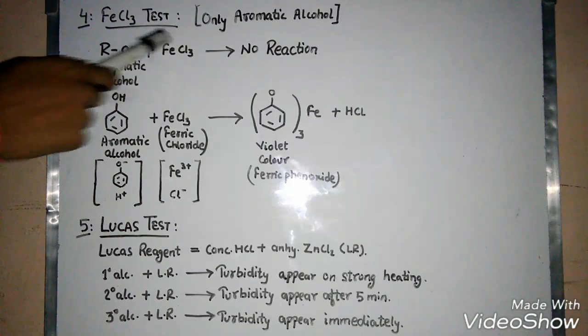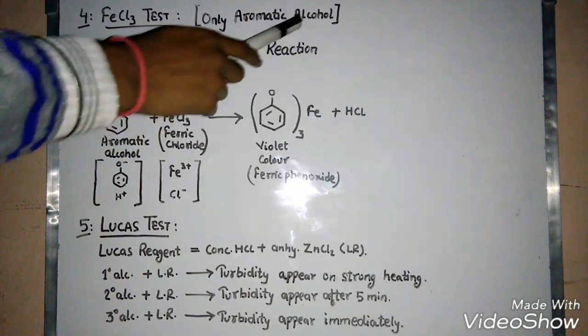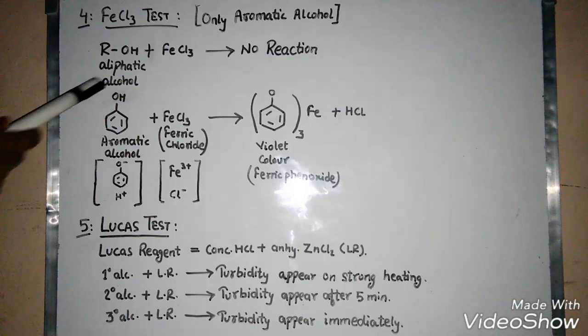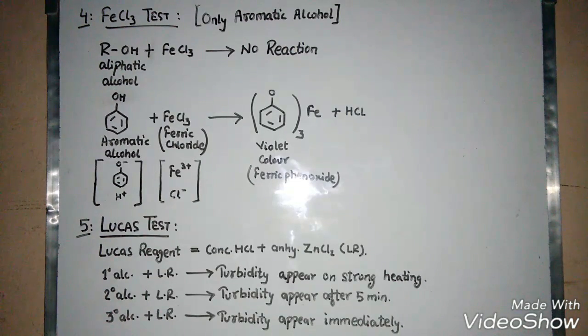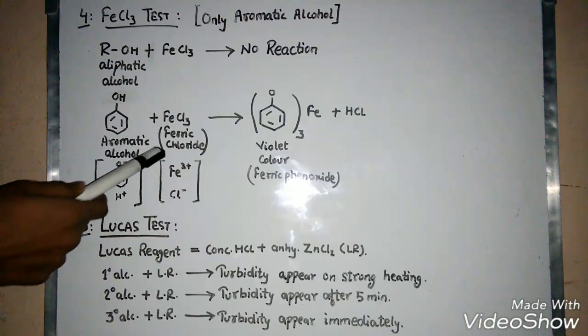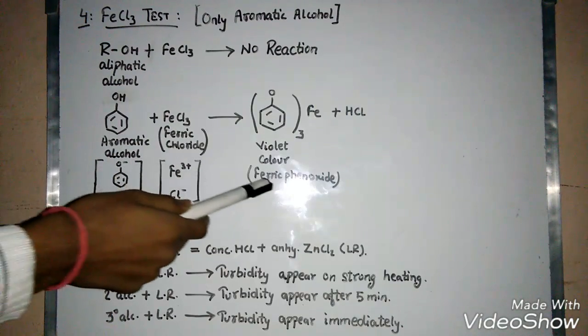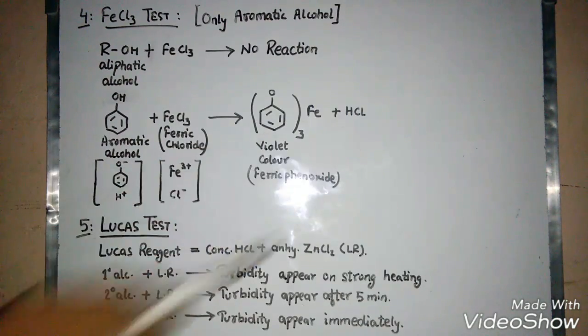Fourth is the ferric chloride test. Only aromatic alcohols give this test. So when aliphatic alcohol ROH is treated with FeCl3, no reaction occurs. But when aromatic alcohol reacts with ferric chloride, then ferric phenoxide is formed along with HCl.